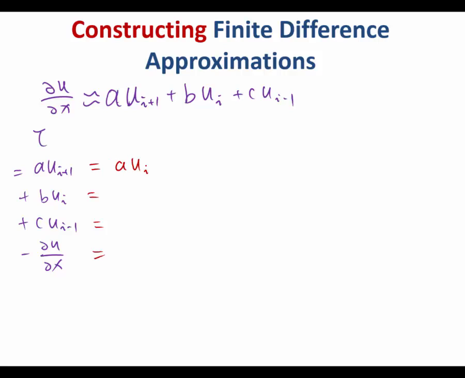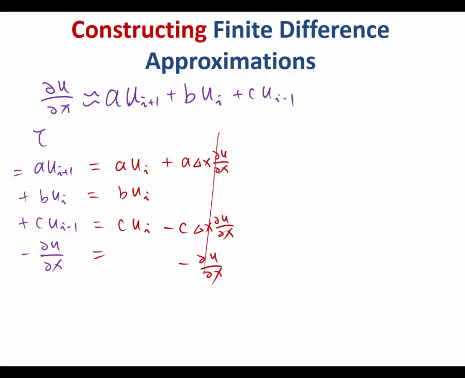This is equal to A times u_i, B times u_i, C times u_i, plus A delta x times the first derivative at x_i, plus C times delta x first derivative, and this is minus the first derivative. Minus, because the truncation error is equal to the approximation minus the actual derivative. Oh, yes, it's a minus C. Thank you. Okay, very good.